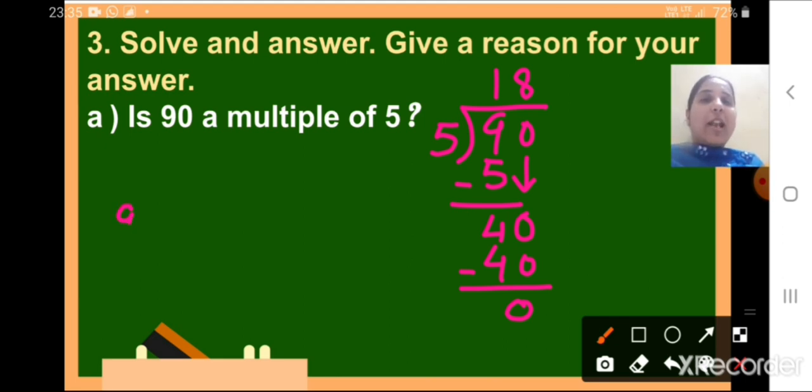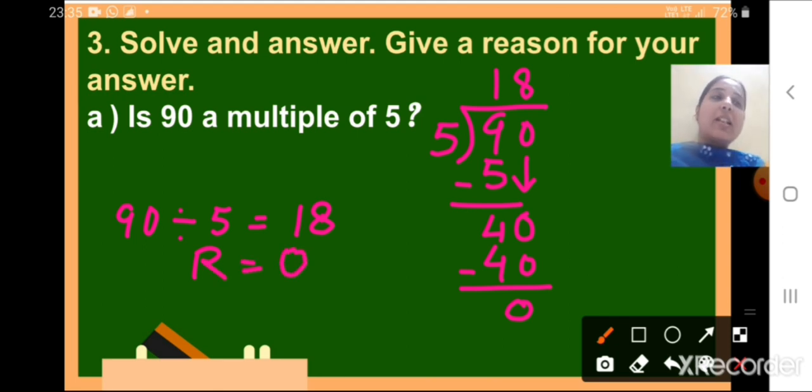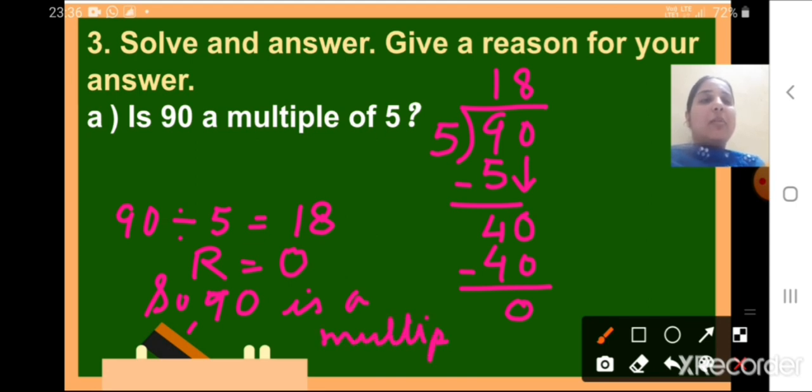So here you can write that when we divided 90 by 5, we get 18 and we didn't get any remainder here, isn't it? Remainder is 0. So what does it show? It shows yes, 90 is a multiple of 5. Okay. So you will write here, 90 is a multiple of 5.